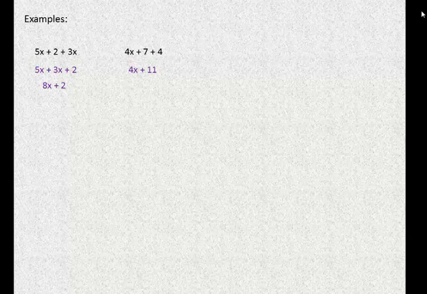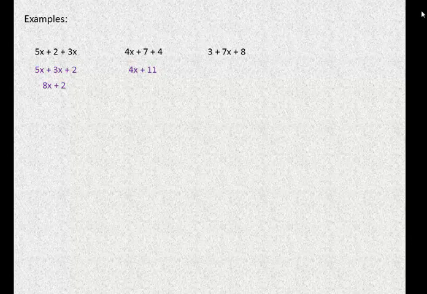So here are some more examples. I have 5x plus 2 plus 3x. I can rearrange that to put 5x and 3x together, and then I combine them to get 8x. 4x plus 7 plus 4 doesn't need to be rearranged. 7 and 4 are like terms and they are already together. So that gives me 4x plus 11.